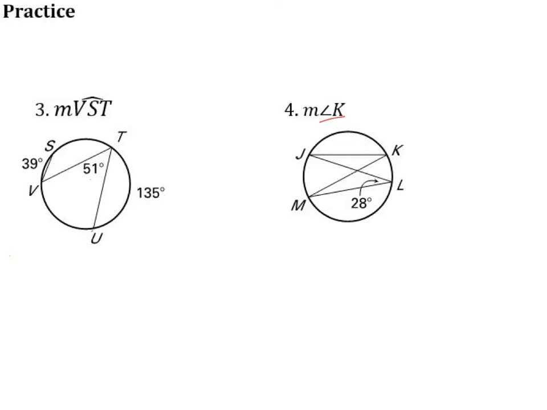Last problem from this set, I'm looking for an angle measure. I'm looking for the measure of angle K. It's an inscribed angle, and it opens up to this intercepted arc. Well, it looks like angle L is also an inscribed angle. It's 28 degrees, and it opens up to the same intercepted arc. So right there, I know angle K has to be 28 degrees.